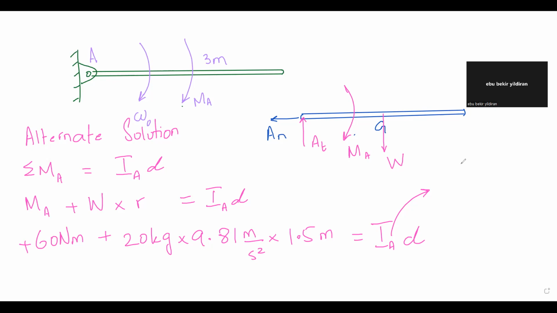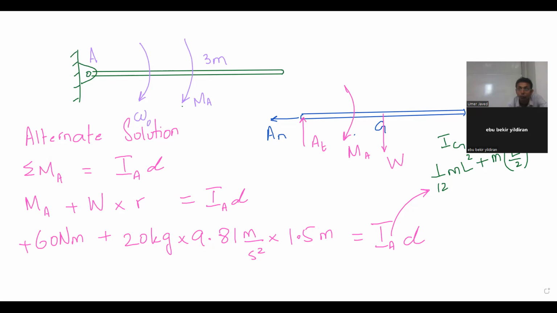Okay. Now, how did Wikipedia tell you? This is how Wikipedia told you. 1/12 ml square plus, what is this distance? Let's say this distance is L by 2, right? So you will do M R square, right? Or, for students who don't like this, IG plus MR square or MD square. Correct? Yes, no? 1 minute, 1 minute, sorry.